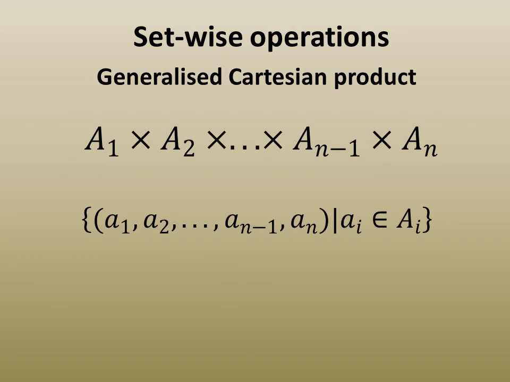We can generalize this idea by taking the Cartesian product of more than two sets. Observe that in a Cartesian product with n factors, we have a set whose elements are all n-tuples. Here is a complete intensional definition of the general Cartesian product. It is read as the set of all n-tuples, such that the ith entry belongs to the set A sub i.